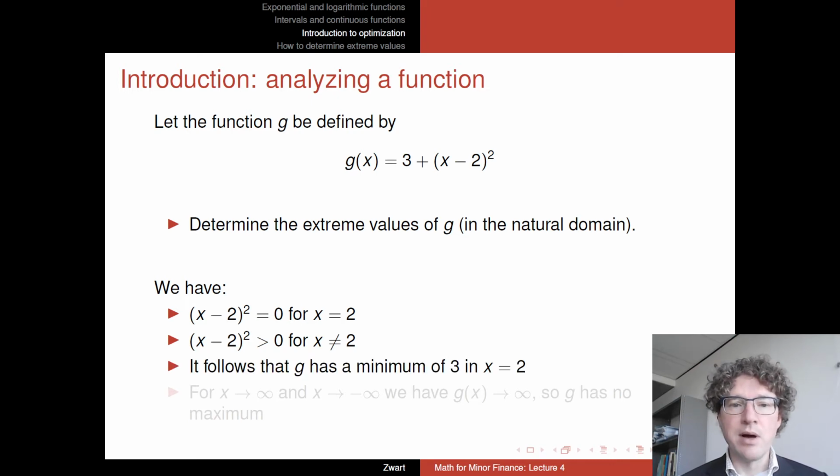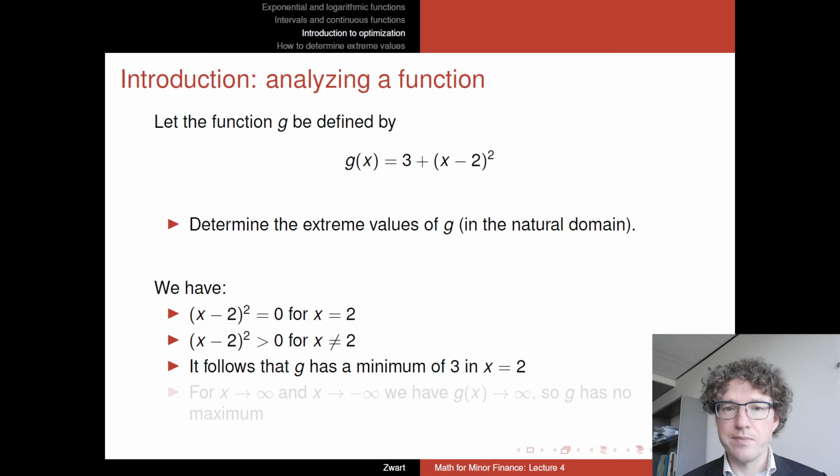But what does that imply? Well, that means that this function g will always be at least equal to 3. And it will attain this value of 3 only when x equals 2, because then the second term will be 0, and function g will equal 3. So you conclude that g has a minimum here. So g has a minimum of 3, and it occurs at the value x equals 2.